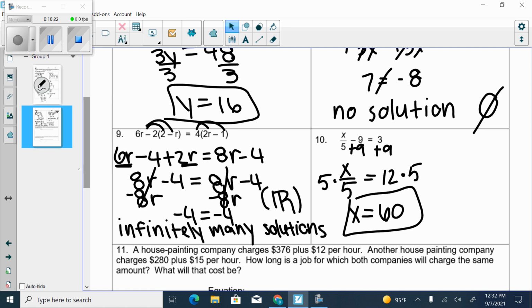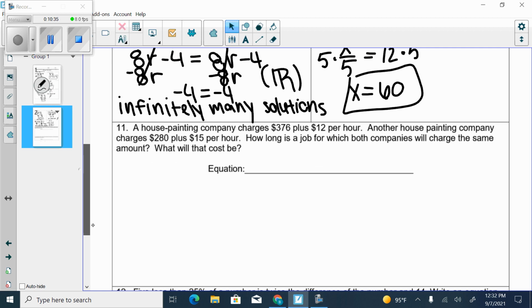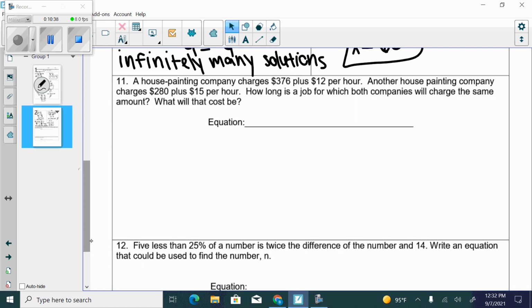All right, just a couple more. This next one is a word problem, so we're going to have to write the equation. It says that a house painting company charges $376 plus 12 per hour. So how would I write that? 376 plus 12H, so it's per hour. All right, another house painting company charges $280 plus 15 per hour. So how would I write that? 280 plus 15H. All right.